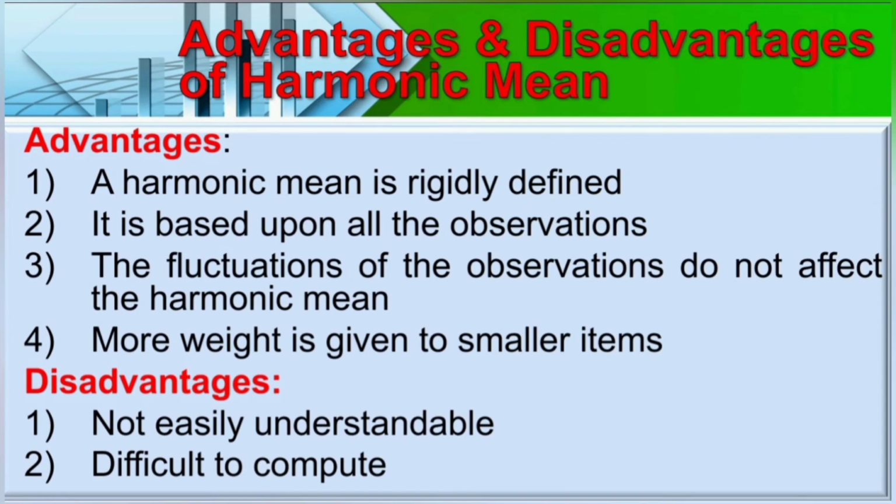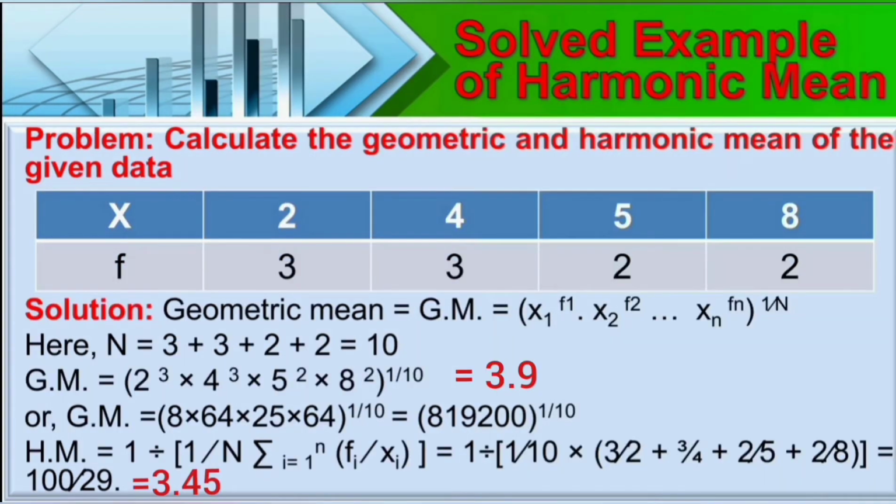Advantages and disadvantages of harmonic mean. Advantages. Number 1. A harmonic mean is rigidly defined. Number 2. It is based upon all the observations. Number 3. The fluctuations of the observations do not affect the harmonic mean. And number 4. More weight is given to smaller items. Disadvantages are number 1. Not easily understandable, and number 2. Difficult to compute.